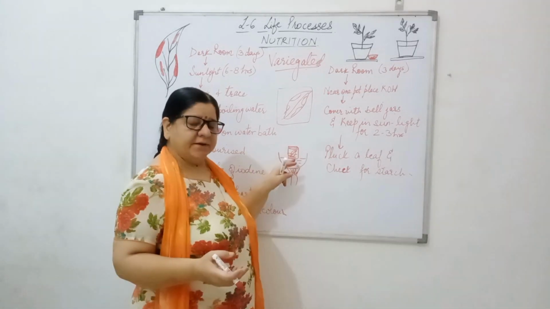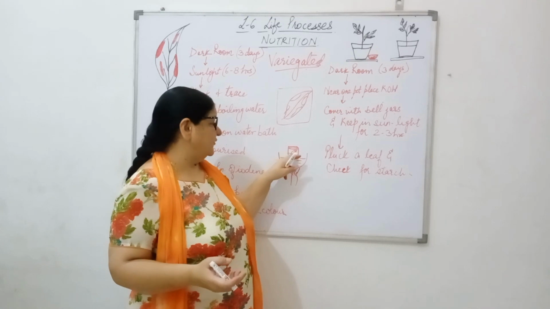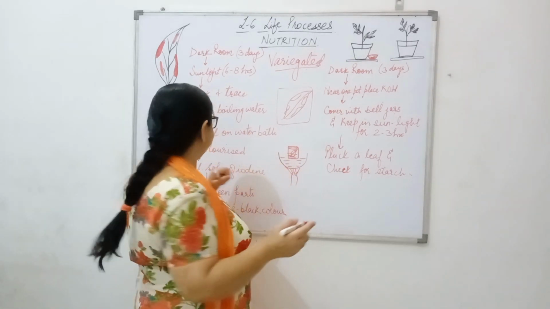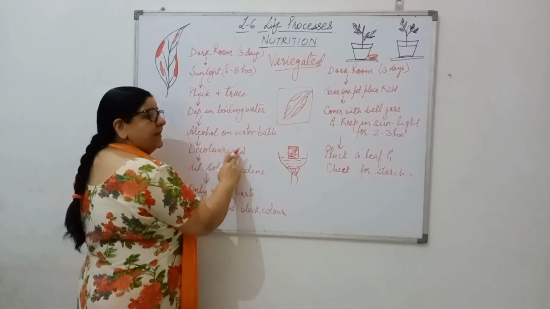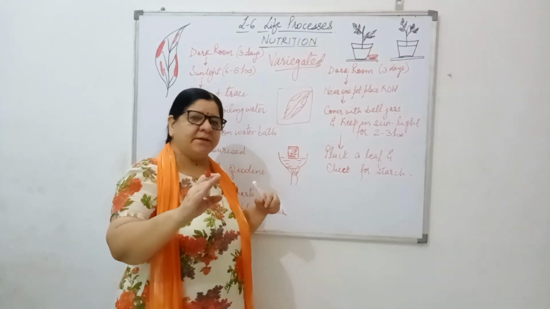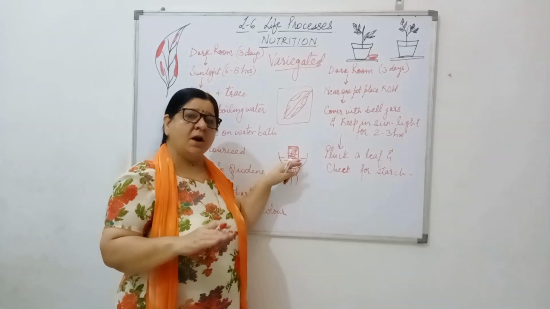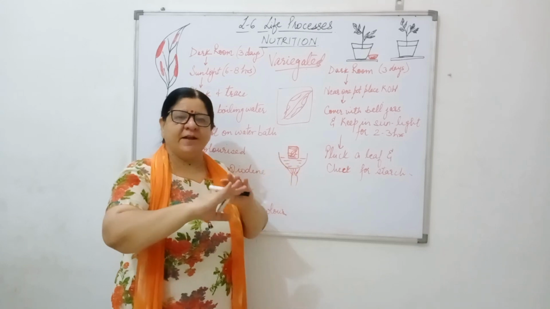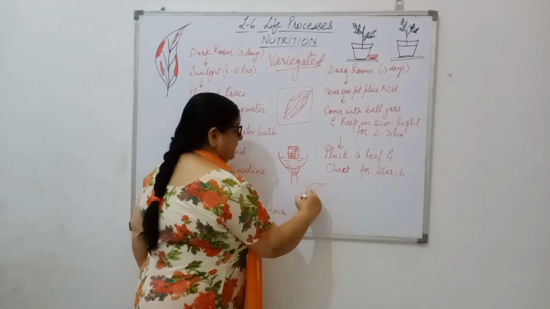And we heat it. Now when the water starts boiling in the water bath, naturally the alcohol will also get heated up and that also will start boiling. So what will happen? It will decolorize the leaf. All the chlorophyll which is present in the leaf will come into the alcohol. The alcohol will turn green in color and the leaf will become pale.